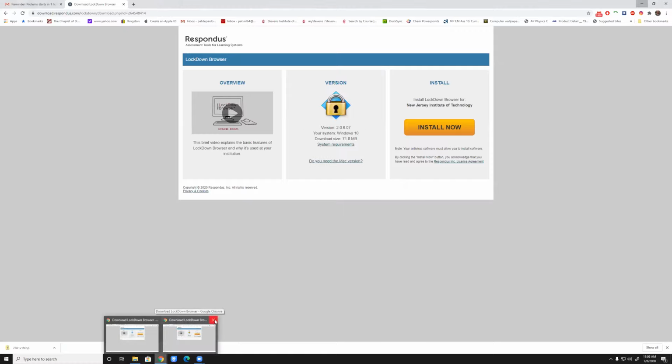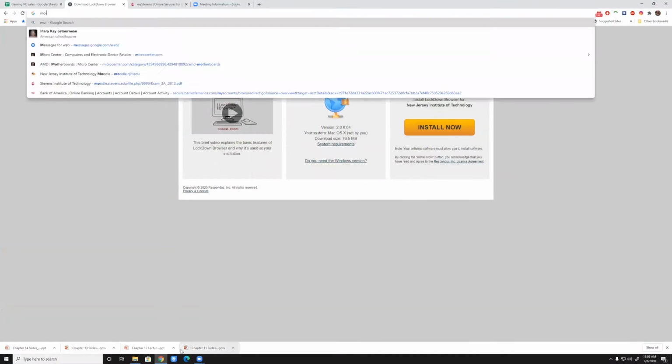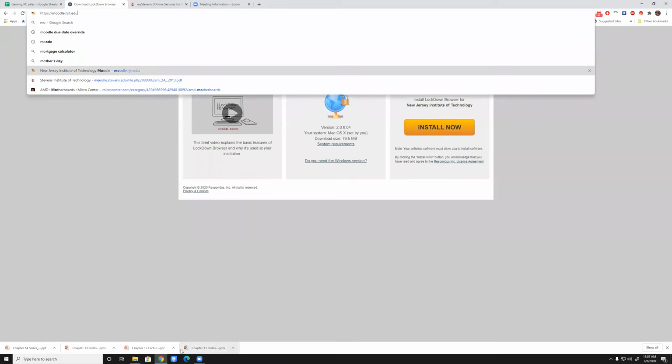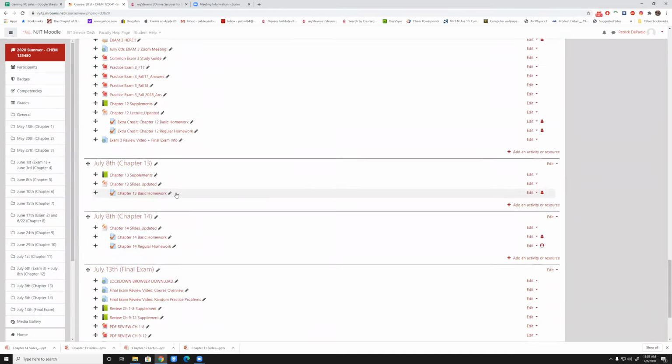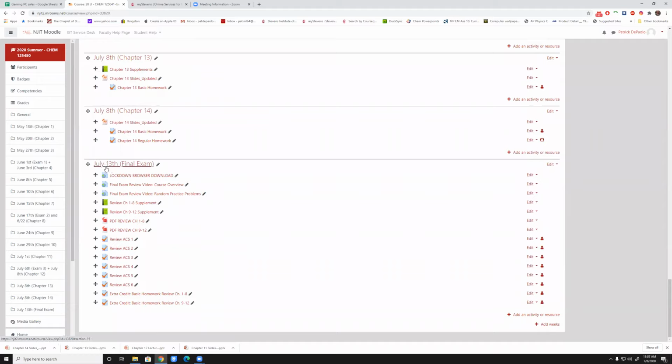Then on the day of the exam, you will go into Moodle using your lockdown browser. You'll go into your class, and under July 13th final exam, you'll see another thing pop up that says final exam, take it here. I'm pretty sure it's not going to be like the other exams where I give you a PDF and a Word document and you complete it and submit it. It's going to be questions and answers, kind of like the homeworks, where it's A, B, C, or D, but you submit it online, so it grades automatically.